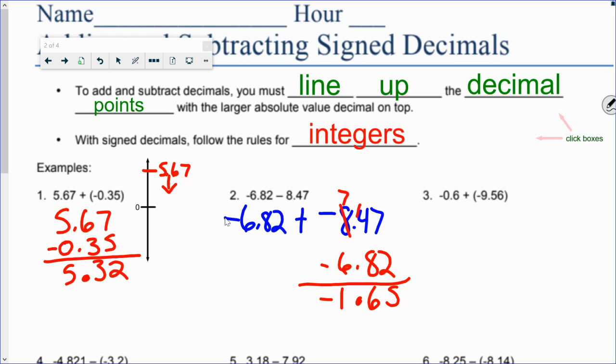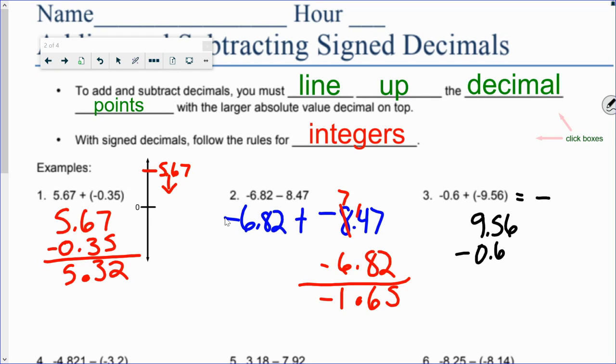All right, number 3. Here I have negative 6 tenths plus a negative 9 and 56 hundredths. So here I have two numbers that are decreasing. So I'm going to have a negative answer. I already know that. Right, so line them up. The largest on top, which is my 9 and 56 hundredths minus.